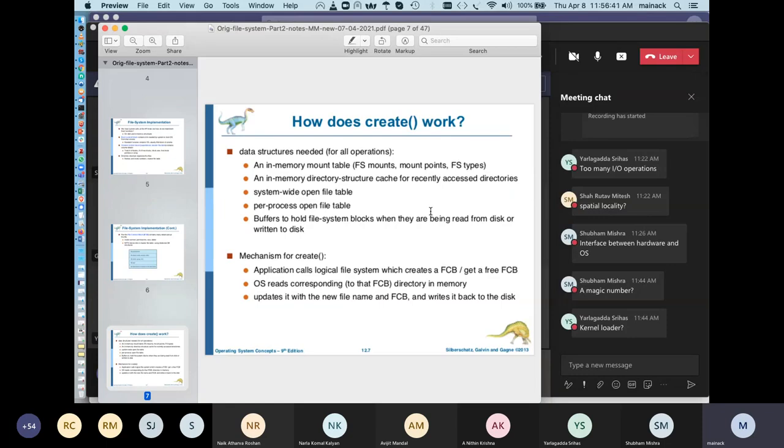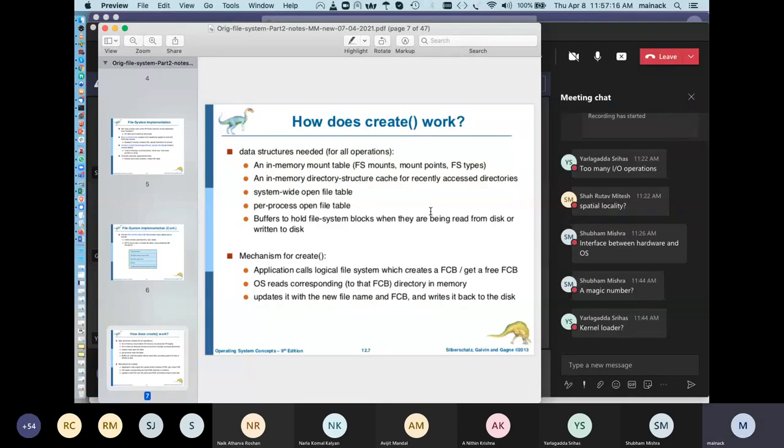And then you have an in-memory directory structure, which is basically a directory structure cache that holds the directory information for recently accessed directories. Remember, the directory structure itself, the index, resides in your secondary storage on your disk, which means it is slow, which means you need some cache to put it in memory and make it faster. So an in-memory directory structure cache holds the directory information of recently accessed directories.